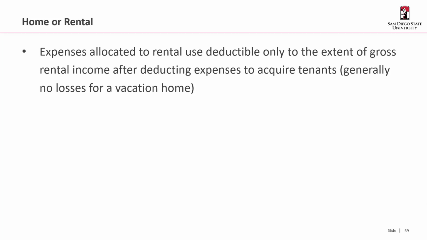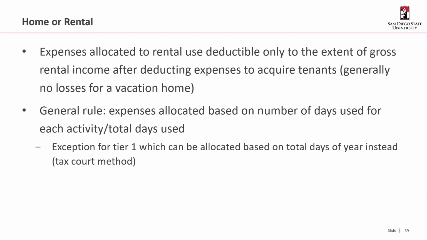So the issue with an in-between category is that once we've allocated expenses to rental use, they are only deductible in total to the extent of the gross rental income. What this means is we cannot generate a loss for an in-between classified dwelling. The general rule is you would allocate your expenses based on the number of days used for each activity divided by the total days used. So, for example, if you rented it for 30 days, but you used it for 180 days, then you would allocate 30 divided by 180 of your expenses to the rental activity, and the rest would be personal.